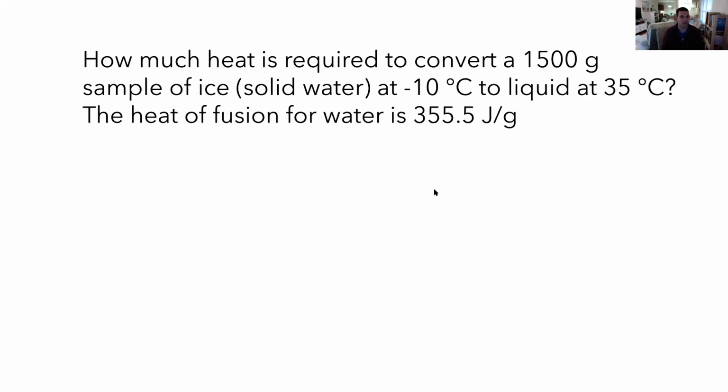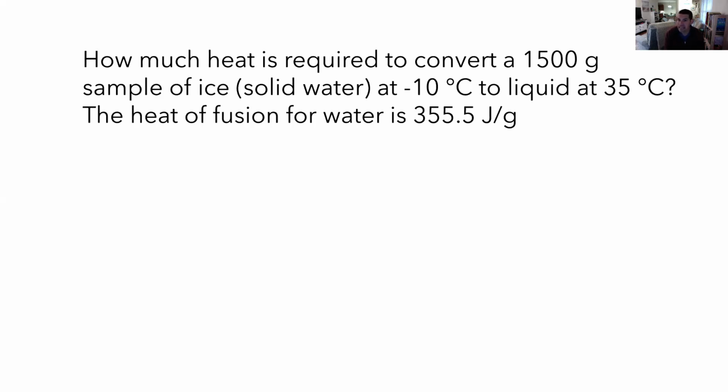So let's do a harder question. Now it's going to look similar, but we're going to break it down. How much heat is required to convert a 1,500 gram sample of ice, solid water, at negative 10 degrees Celsius to liquid at 35 degrees Celsius. The heat of fusion for water is 355.5 joules per gram. I want you to think about something. The solid water, the block of ice, it's at negative 10 degrees Celsius.